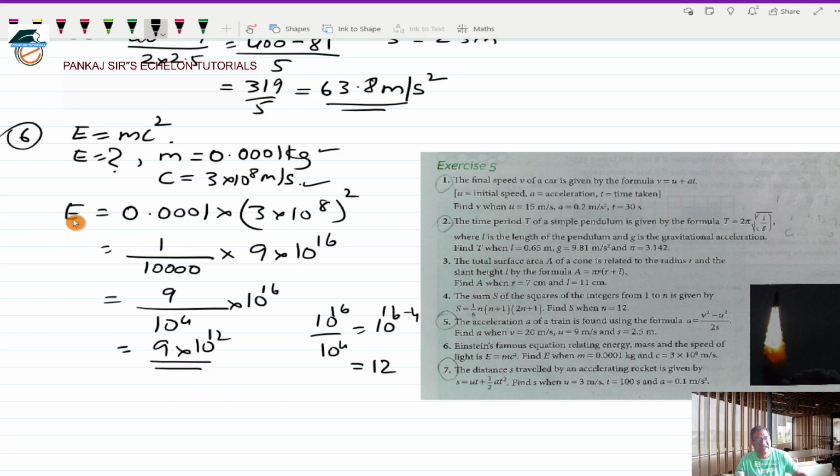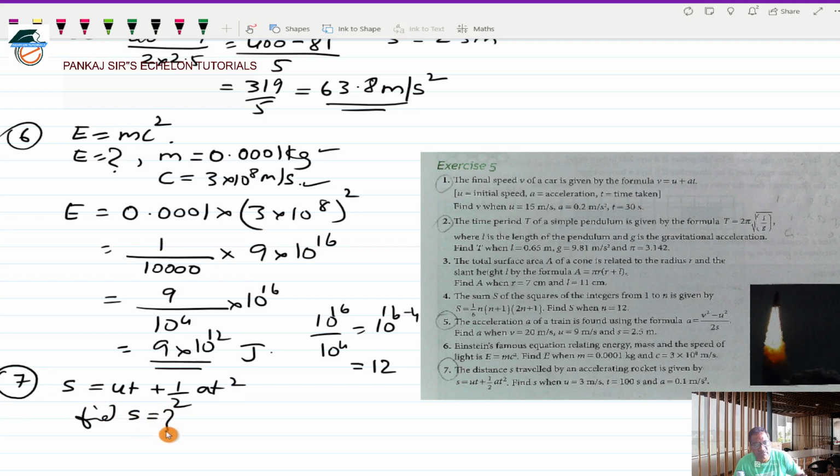And because this is energy, the unit will be joules. So 9 into 10 raised to 12 is the answer for my 6th question. Now coming to the last one of today's session, the 7th question. The distance s traveled by an accelerating rocket is given by this formula, s equal to ut plus half at square. You have to find this s when u is given to you as 3 meter per second, t is equal to 100 second, and a is given to you as 0.1 meter per second square.